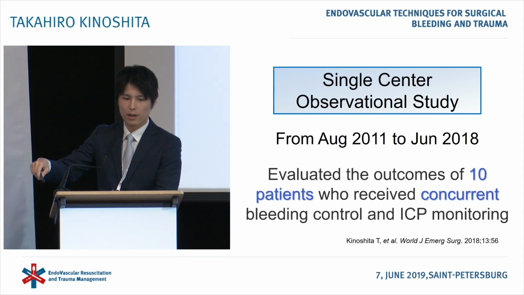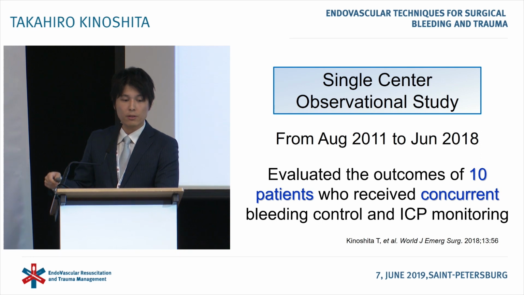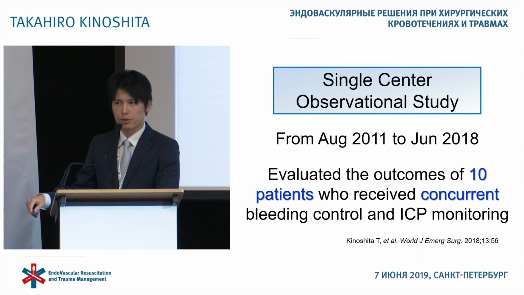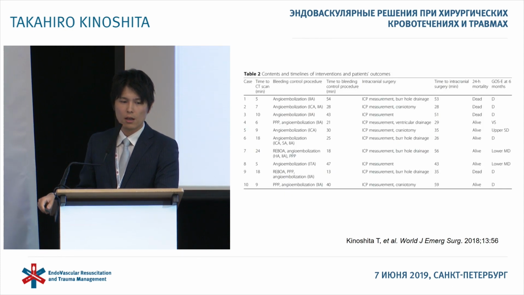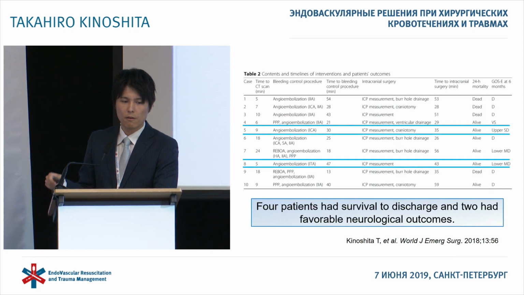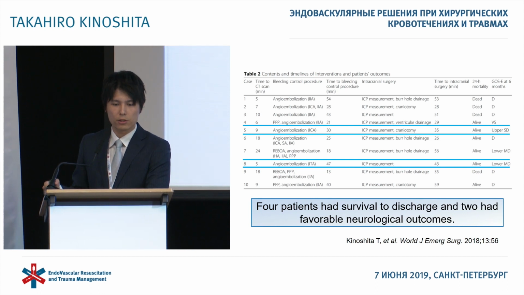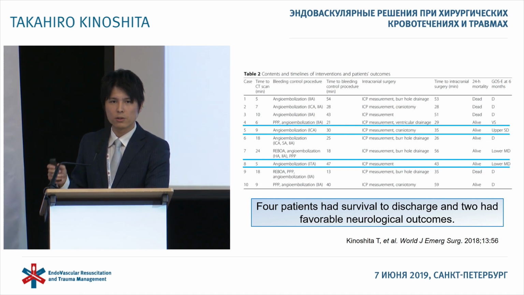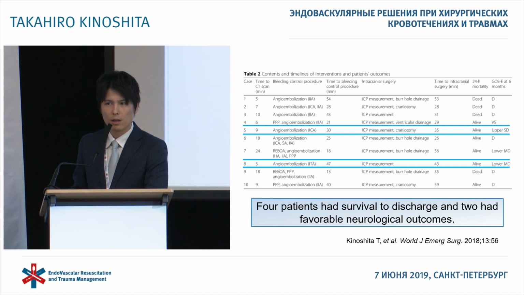But anyway, we reported the outcomes of 10 patients who received concurrent bleeding control and neurosurgery. And this is the result. Among 10 patients, 4 survived to discharge, and 2 of them had favorable neurological outcomes. That's it. This is the only result in this paper. 4 survived and 2 returned to social life. But I believe this is significant progress in the field of trauma.